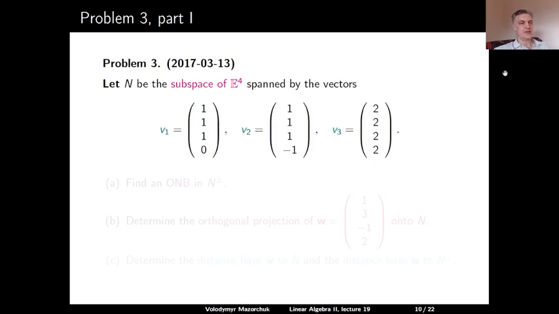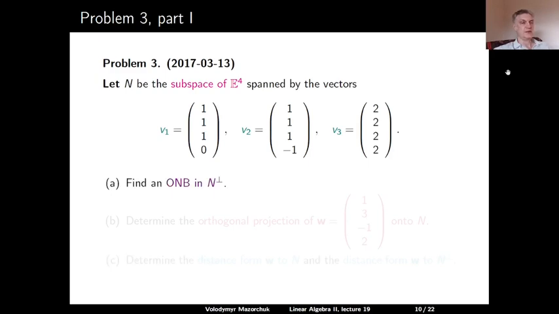Problem 3. Let N be the subspace of E4 spanned by the vectors V1, which is equal to 1, 1, 1, 0, V2, which is equal to 1, 1, 1, minus 1, and V3, which is equal to 2, 2, 2, 2.